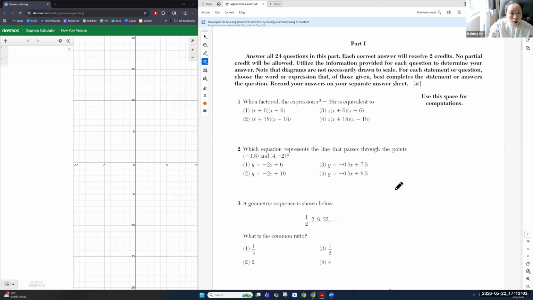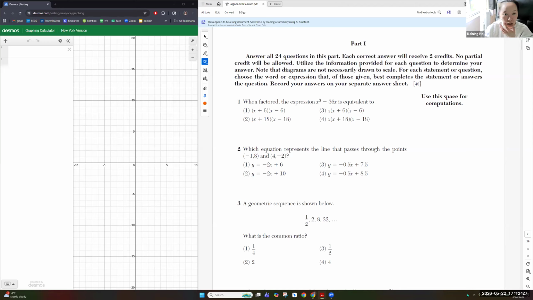So the first one says, when factored, the expression x to the third power minus 36x is equivalent to any of those. Once again, on the Regents we have Desmos. That's going to be our last resort always. If you decide not to solve it by hand, you will have the option of using the Desmos graphing calculator. But once again, I'll show you both.